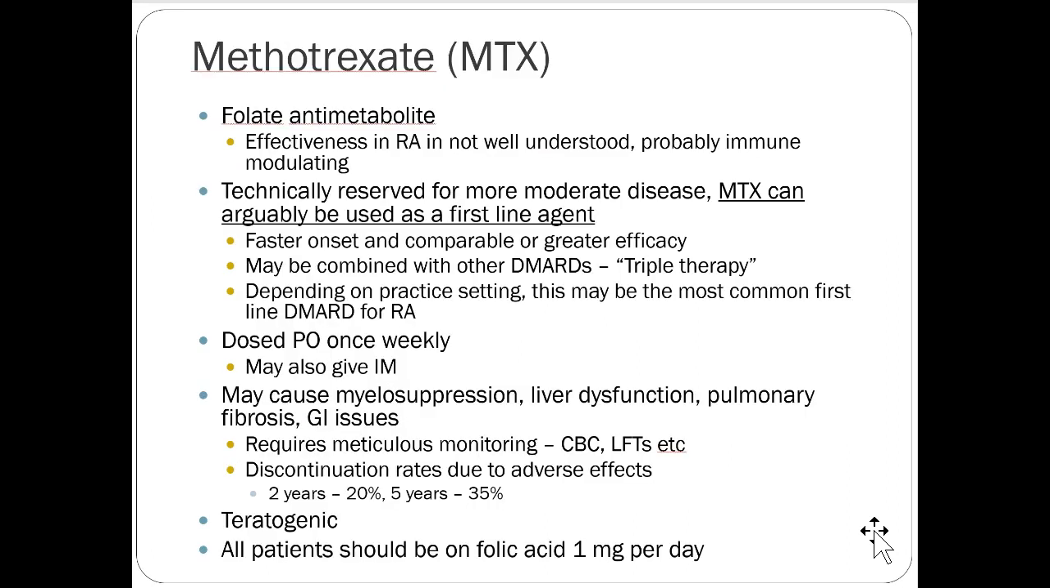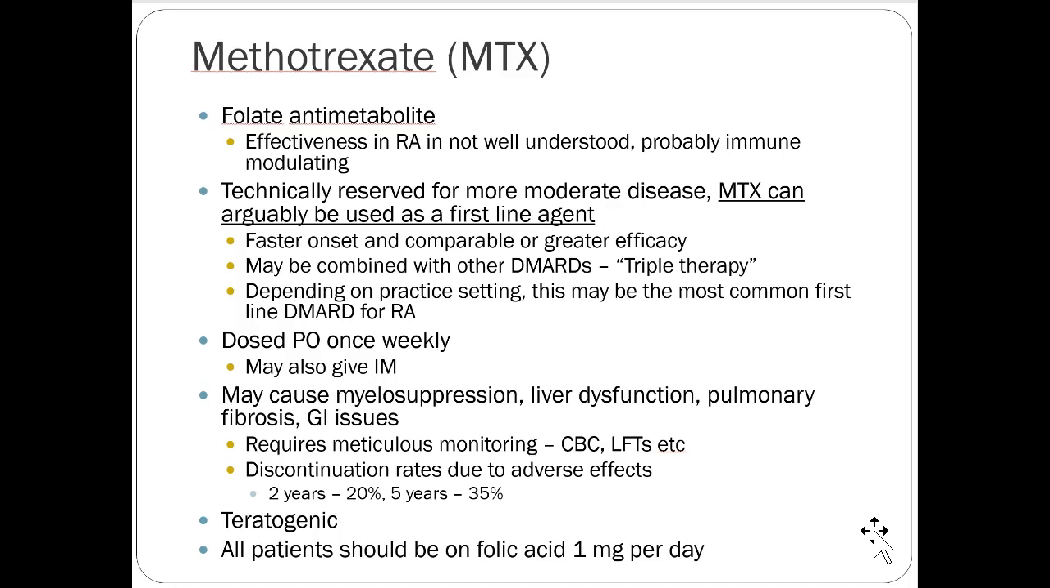Methotrexate for a long time was sort of the gold standard for a lot of different autoimmune diseases, and especially rheumatoid arthritis. It's a folate antimetabolite. It's got some chemotherapy properties. I mentioned it during the chemo lectures, but no one really knows exactly why it works for rheumatoid arthritis. It's thought that it has some immune modulating effects, which is probably obvious, but no one really knows exactly what those immune modulating effects are.